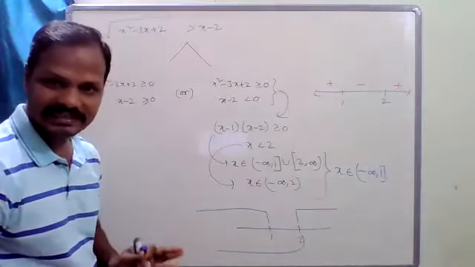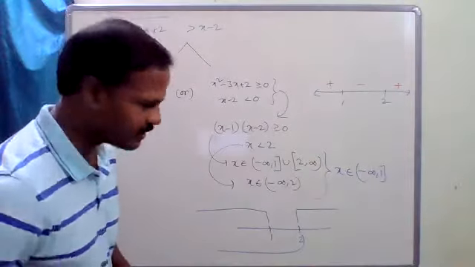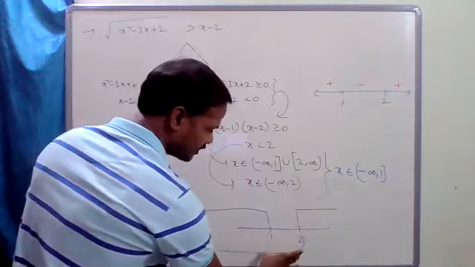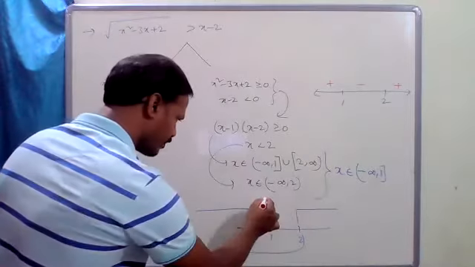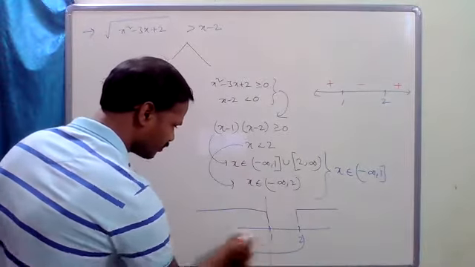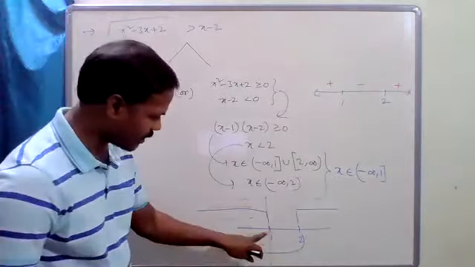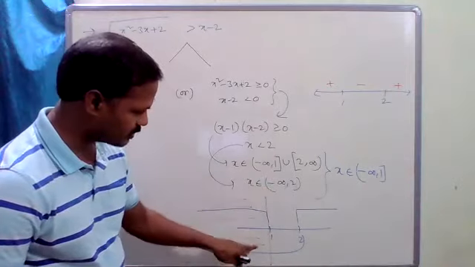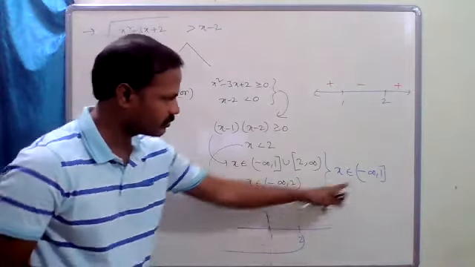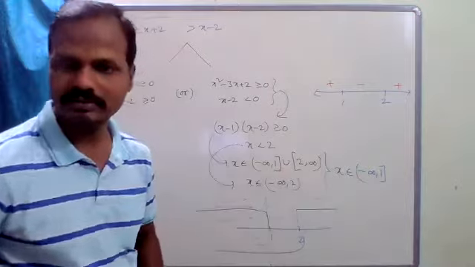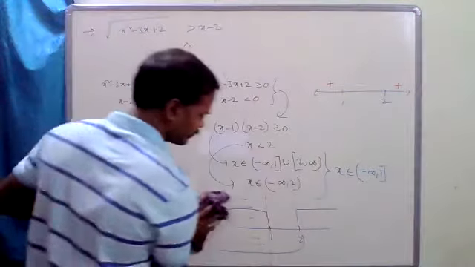Now we want the intersection. Intersection means the common region. So this region, this region, what is the common part? The common part is this one. These two, this part, this is the common part. Is it clear? So the common part of these two is minus infinity to 1. Clear? Okay.